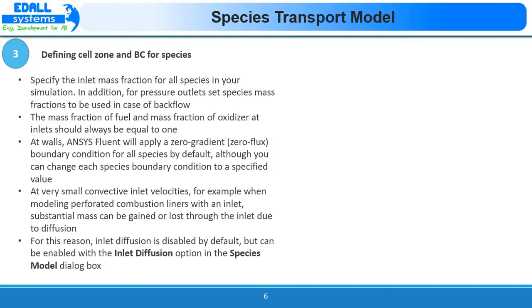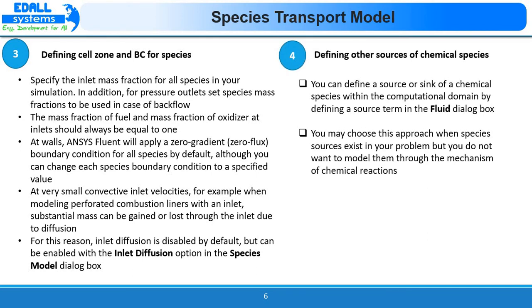So the third step is to define cell zone conditions and boundary conditions for the species. We have to give boundary conditions for these species. So we have to give mass fraction of fuel as well as mass fraction of oxidizer at all the inlets. For inlets, the mass fractions of fuel and oxidizer entering the domain must satisfy one condition, that is, the sum of mass fractions of fuel and oxidizer should always be equal to 1. At walls, the default is a zero gradient boundary condition. One can change it according to the problem. And for very small inlet velocities, inlet diffusion can also be defined.